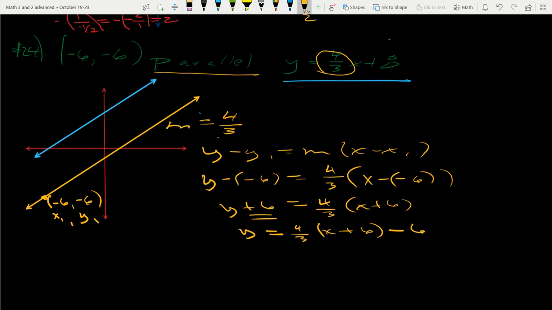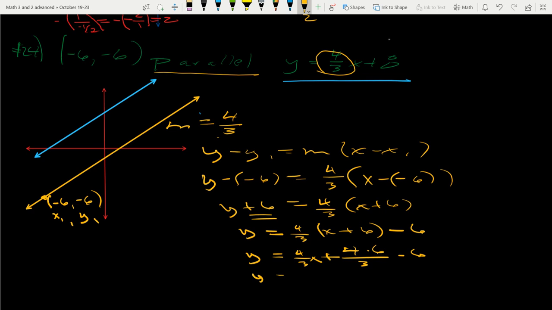So that is one equivalent right there. And then if I keep going, if they want it in y-intercept form, I can distribute this 4/3, so I get 4/3 x plus 4 times 6 over 3 minus 6. So I just multiplied this 4/3 times this 6. So it's numerator times this 6, which is 4 times 6. 4 times 6 is 24. 24 divided by 3 is 8.